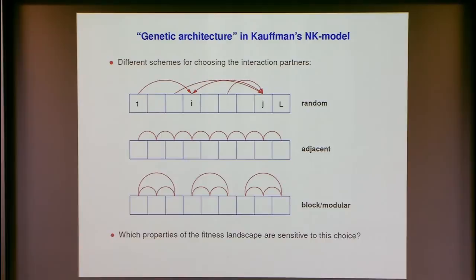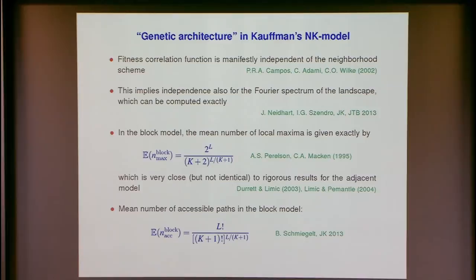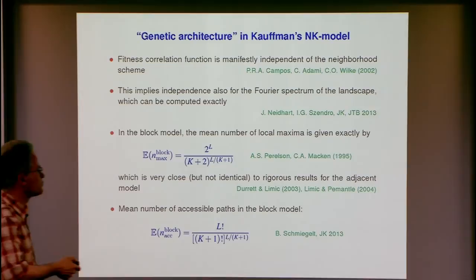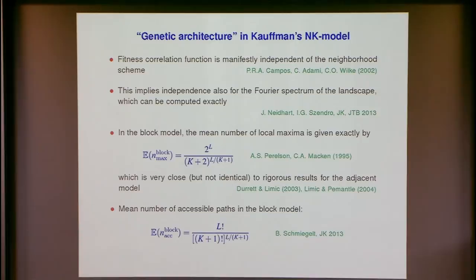Suppose I fix K, I fix L, and I vary this genetic architecture. This is a problem where some results are known. In particular, if you look at the fitness correlation function as a function of distance, this turns out to be manifestly independent of the neighborhood scheme. I should warn you that a number of papers in the literature claim that this is not true, but the most recent one has settled that. So this is certainly true. This implies in particular that the Fourier spectrum is independent of the genetic architecture. But for other properties, this is less clear.